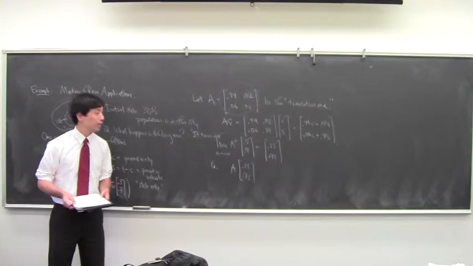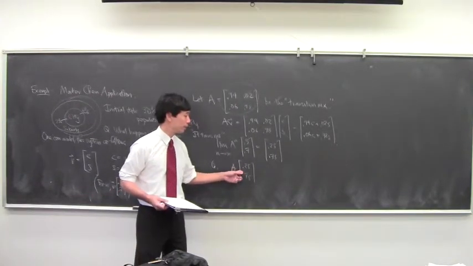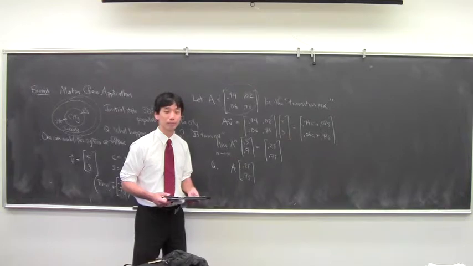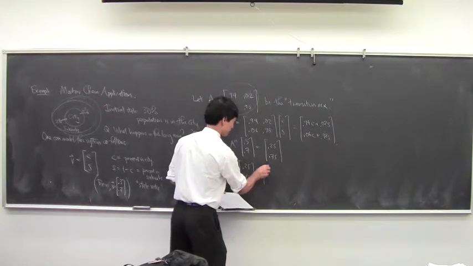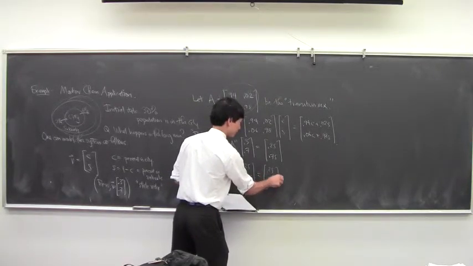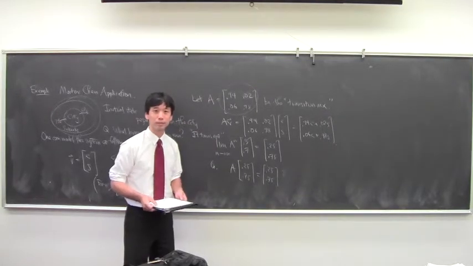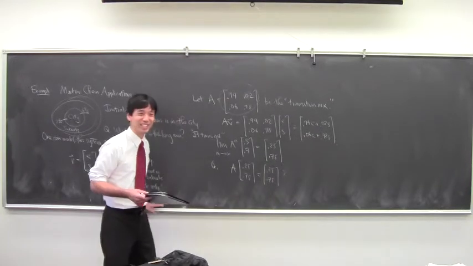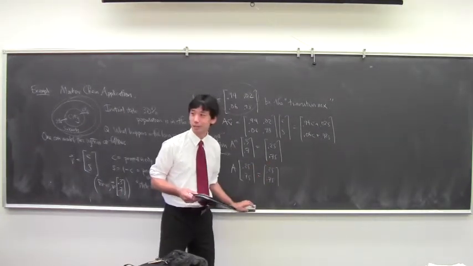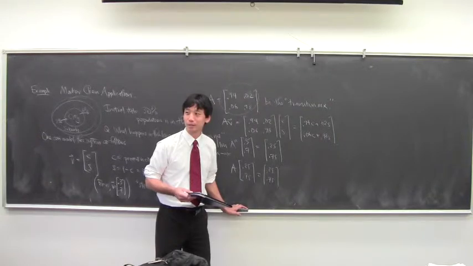Can you read the question? What happens to 0.25, 0.75 if I hit it with the matrix? Shouldn't it be the same? Is it the same thing? Yes, it is. Why? Because that's like a state of equilibrium.